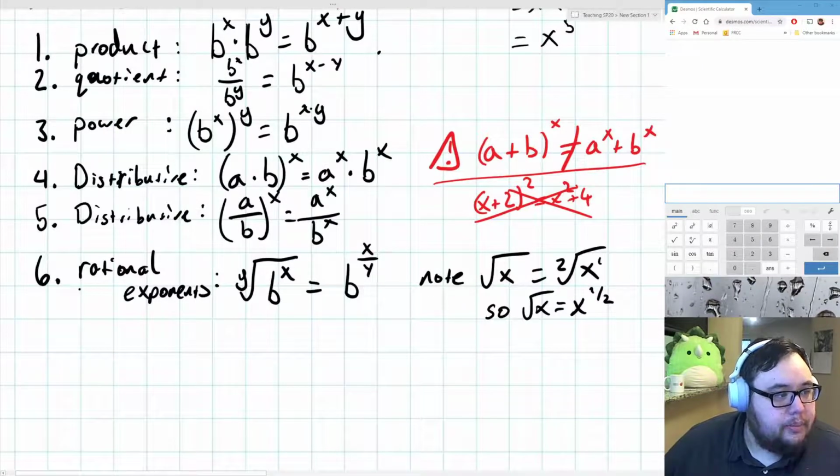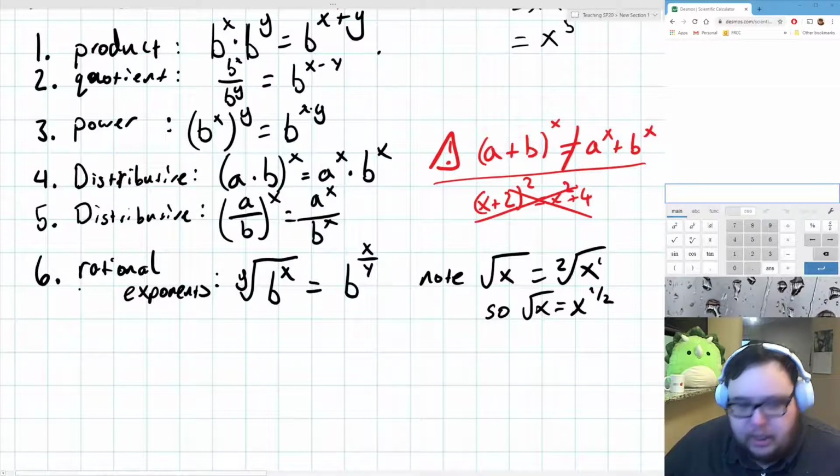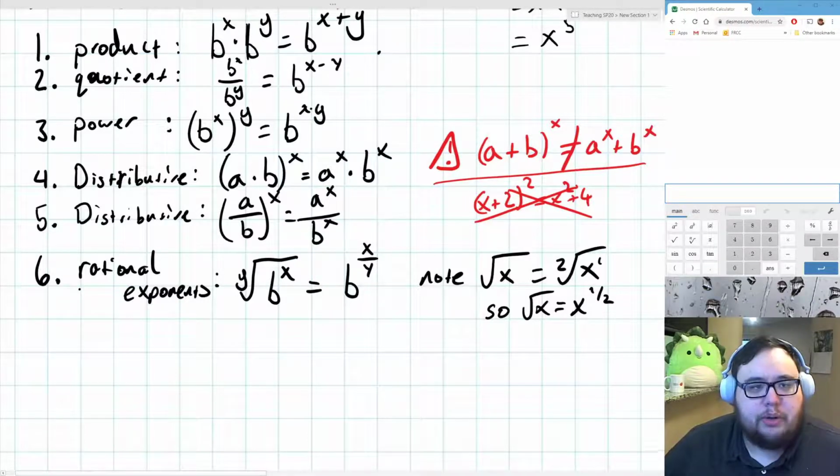This property actually has a lot of sneaky depth to it, and it's one that, for those of you who are planning on going on to a calculus class, is really, really important to be able to use. It turns out that doing calculus with things that have square roots on them is actually kind of tricky, but if you write them as just rational exponents, it's very, very straightforward.